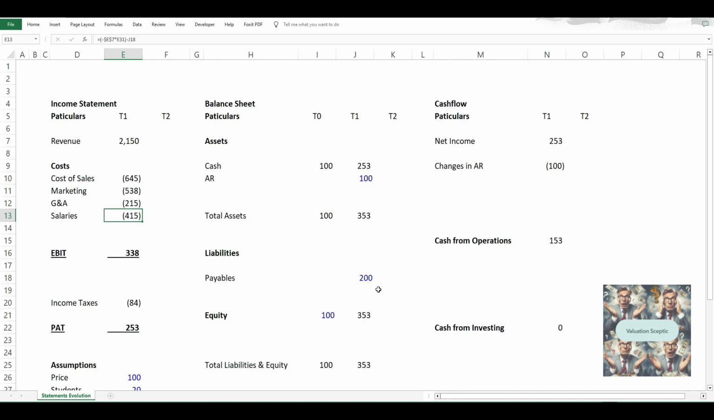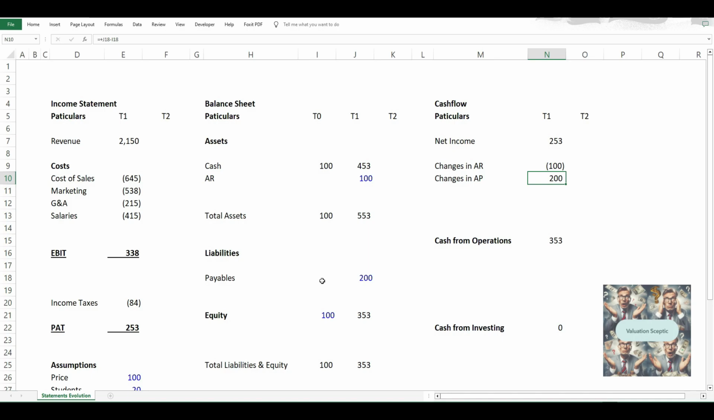Now, accounts payables are a liability. So when liability goes up, cash goes up. From the reverse way, from accounts receivables, what we did was we deducted T0 and T1. Here we'll be doing the reverse accounting entry of T1 minus T0 because of the nature of the expense.